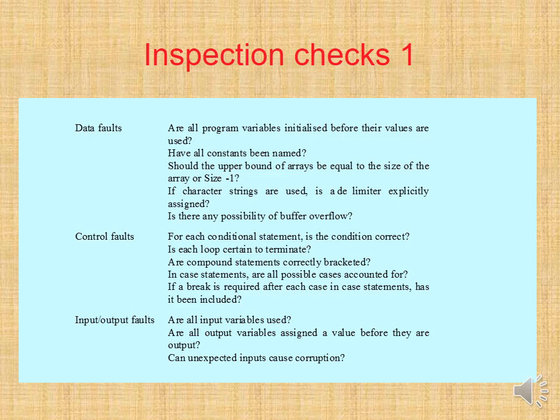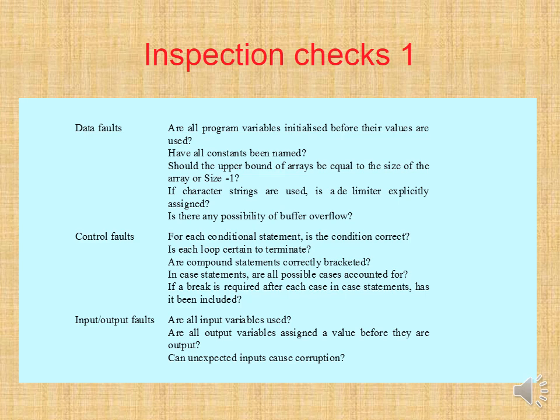So what may be the inspection checks? They are data faults, control faults and input/output faults. Data faults: are all program variables initialized before use, are constants named, and what are the upper and lower bounds of the arrays? If character strings are used, are they explicitly or implicitly assigned, and is there a possibility of buffer overflow? And control faults: for each conditional statement, is the condition correct?